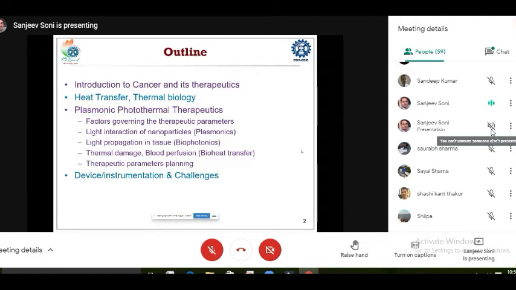One is plasmonics, which we term as the light interaction of the nanoparticles. Another is biophotonics, where we try to understand the light propagation within the tissue. Then there is biological heat transfer, where we try to understand and evaluate the thermal damage based on the blood flow within a tissue. In the last, I'll also show a few slides about the device development work which is going on here.